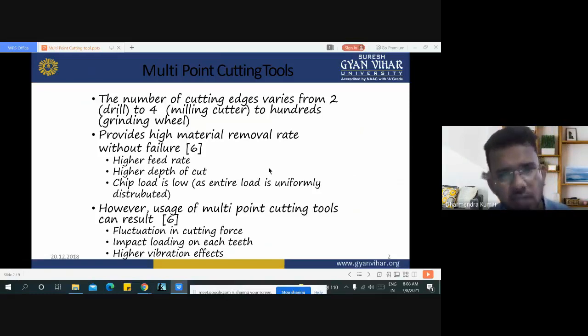It provides high material removal rate without failure, like higher feed rate, higher depth of cut. Chip load is very low. However, the usage of multi-point cutting tools can result in fluctuation in cutting force, impact loading on each tooth, and higher vibration effects.